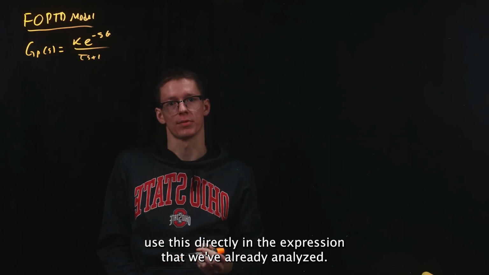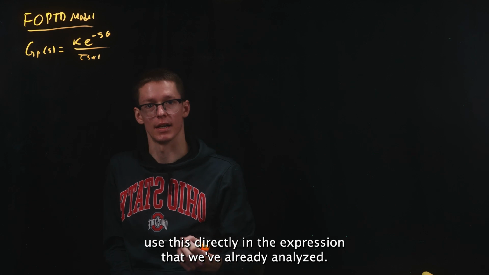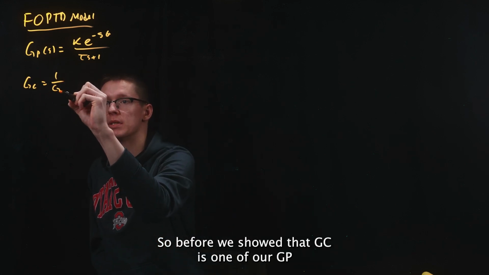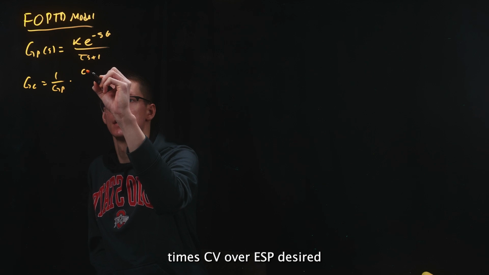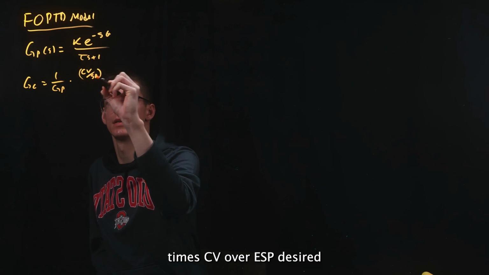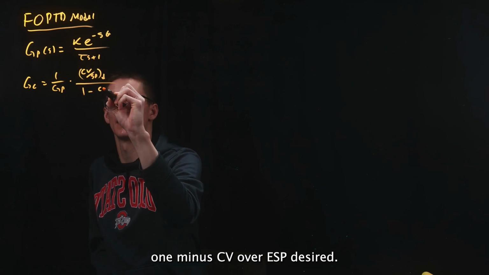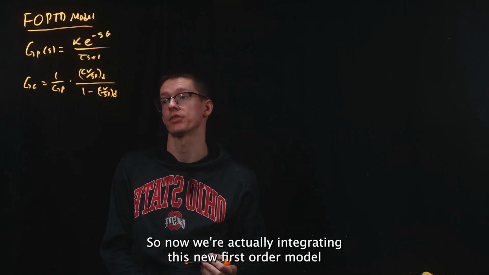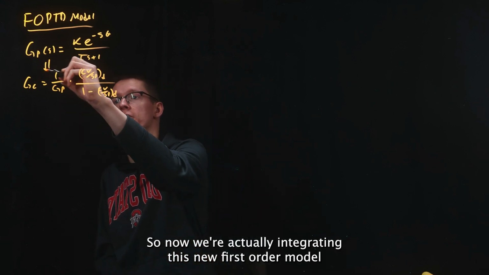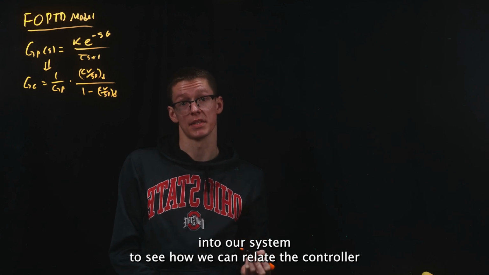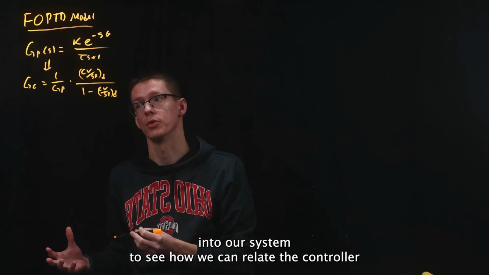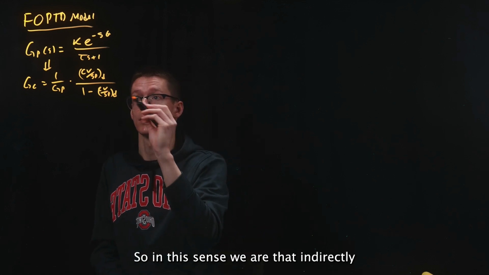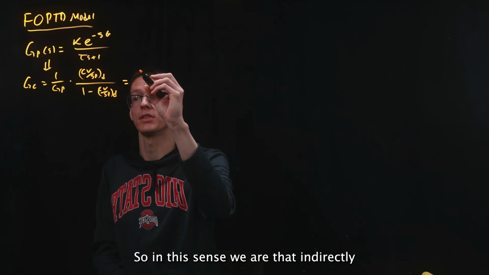And we can use this directly in the expression that we've already analyzed. So before, we showed that GC is 1 over GP times CV over SP desired over 1 minus CV over SP desired. So now we're actually integrating this new first order model into our system to see how we can relate the controller of our system to the process of our system. So in this sense, we add that in directly.